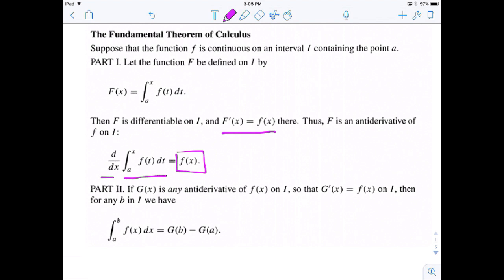And we're going to talk a little bit more about that, but what this is basically saying is that derivatives and integration are inverses of each other, right? And so we can undo taking a derivative by integrating, we can undo integrating by taking a derivative.